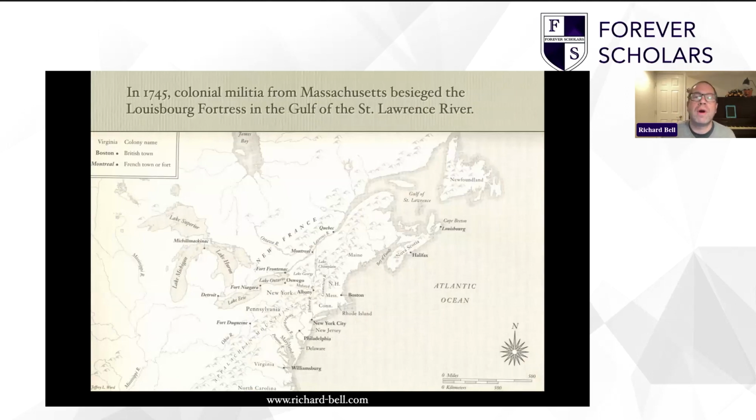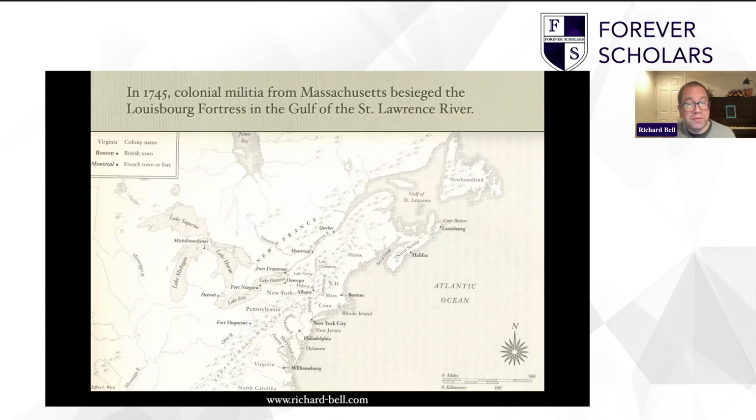If you draw your eyes all the way to the right, just below Newfoundland, you'll see Louisbourg. So you can see here, Louisbourg was a fortified seaport. It was built on Cape Breton Island in the Gulf of the St. Lawrence River. It was designed to defend French supply lines along the St. Lawrence River as far as Quebec and to protect the lucrative French fisheries in the Gulf.